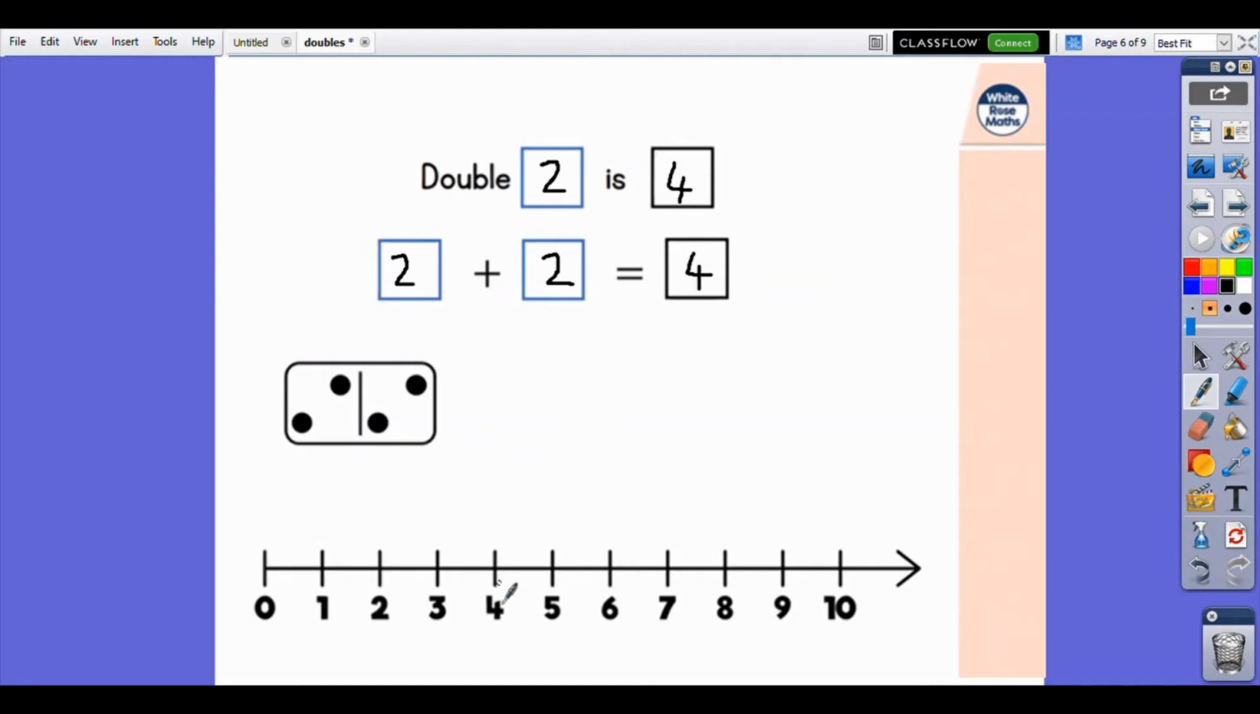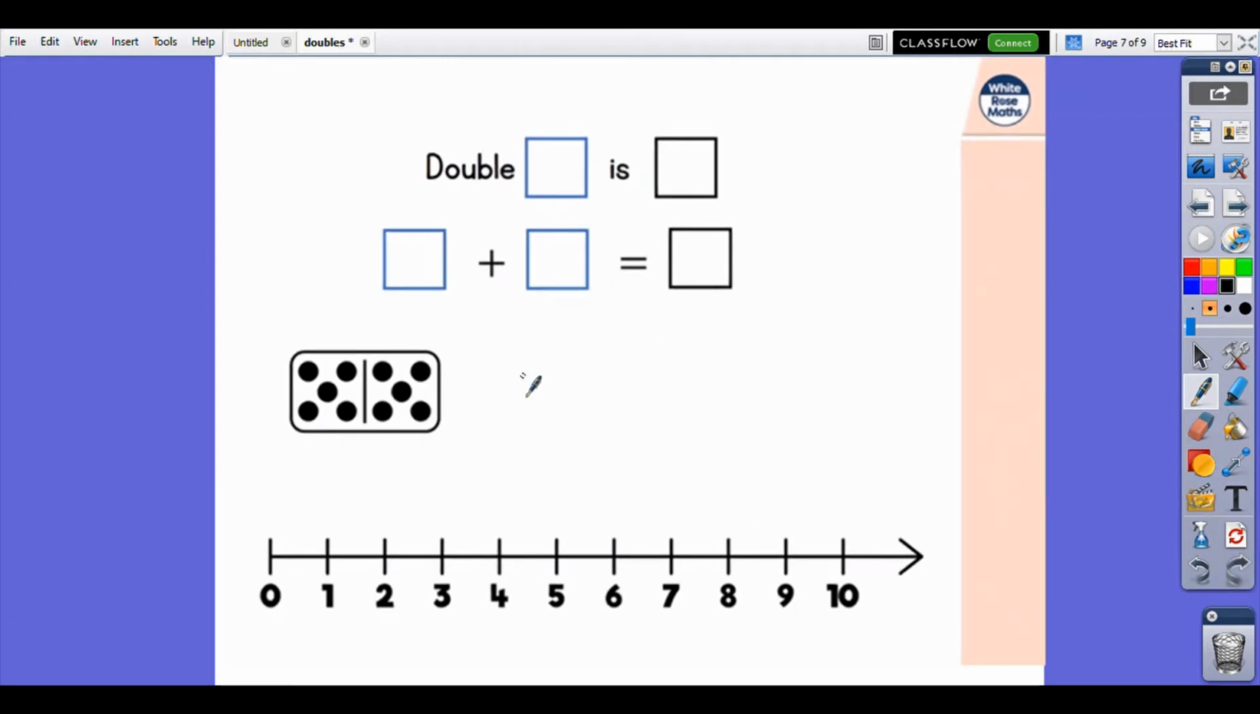And you can also do it on a number line. If you're a year 1 and you know how to jump in groups of 2, which I know lots of you do, you could even do it like this. 2, there's my one group of 2. 4, there's my other group of 2. There you go, double, 2 lots. 2 equal lots.